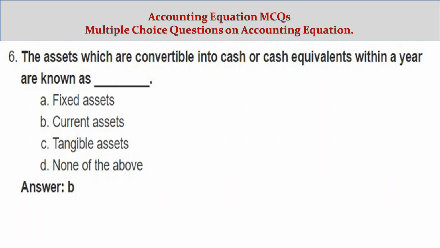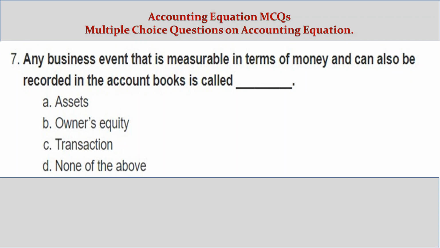Answer B. Current assets. 7. Any business event that is measurable in terms of money and can also be recorded in the account books is called dash. Option A. Assets. Option B. Owner's equity. Option C. Transaction. Option D. None of the above.